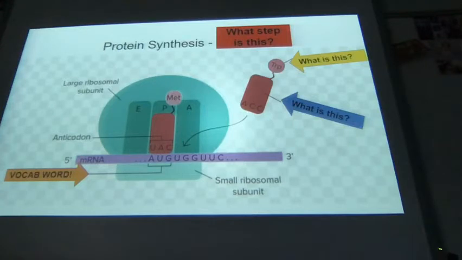What step does this represent? This is Translation. Ribosome, right?